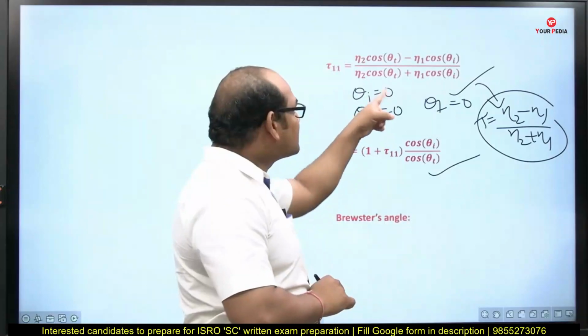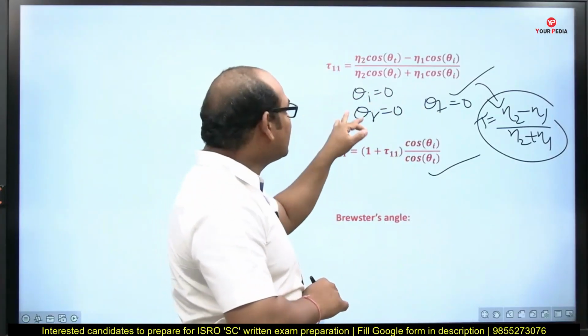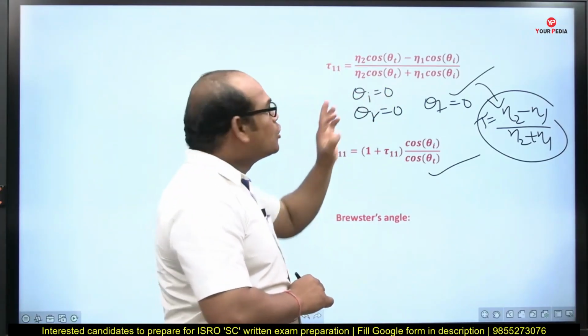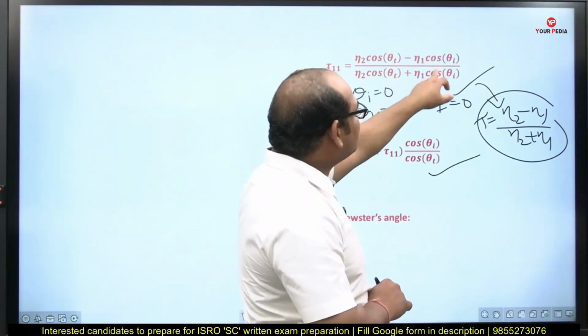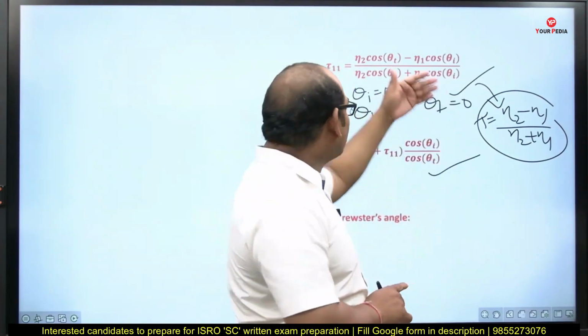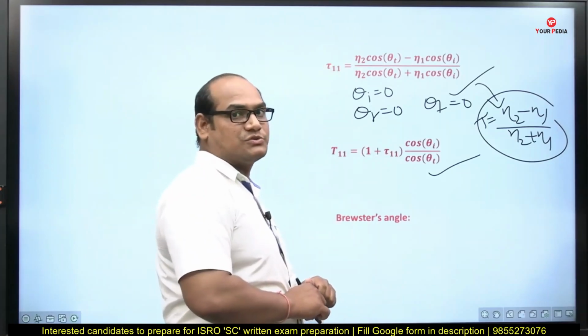But here we have some non-zero values for the angle of incidence, angle of reflection and angle of transmission, and the resultant formula will be like this. So (eta 2 cos theta t minus eta 1 cos theta i) by (eta 2 cos theta t plus eta 1 cos theta i). Similarly, you will get the transmission coefficient formula also.